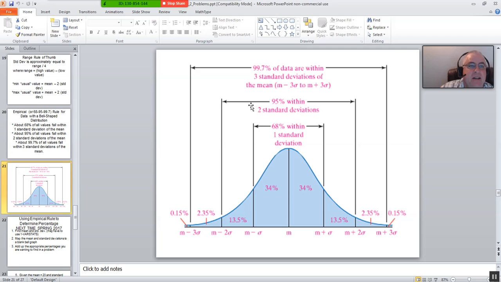Now, the 95% is kind of the magic number. Oh, and by the way, you'll have some problems in the assignment that deal with this. They'll ask you what percentage, what proportion, what area, what probability falls between 1 standard deviation, 2 standard deviations. So you just simply add together all the percentages in between them. So nothing too challenging there. 95% is the magic number.